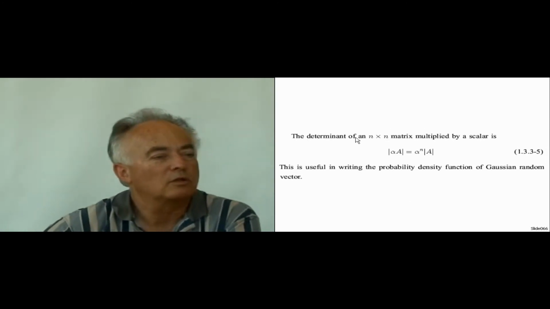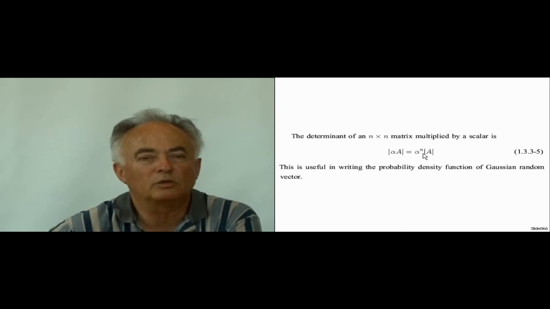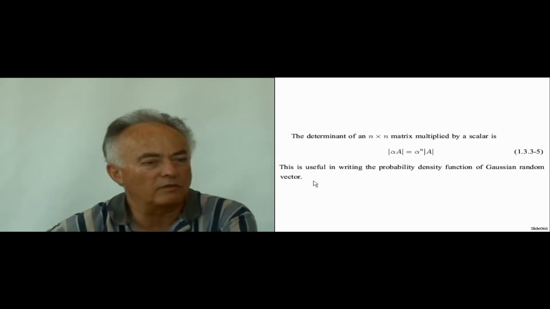The determinant of a matrix of dimension n by n, if we multiply it by a scalar alpha, turns out to be alpha to the power n times the determinant of the original matrix, because the scalar effectively multiplies each element, so you pull out an alpha from each row or each column, and that's why you get alpha to the power n. It turns out this will be convenient in writing the probability density function of a Gaussian random vector.